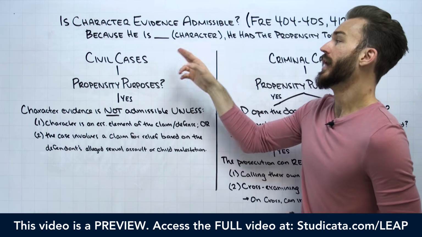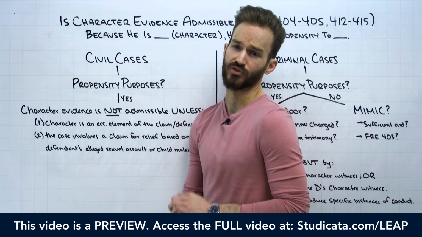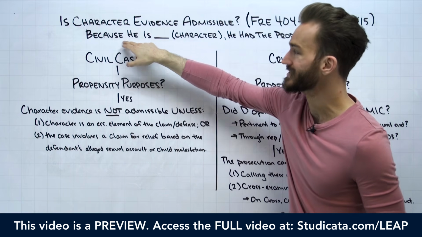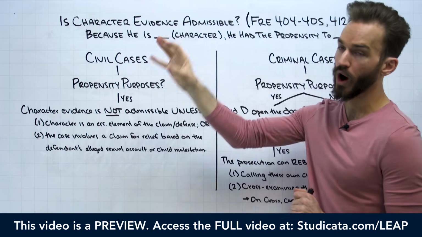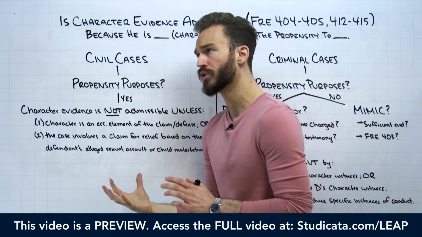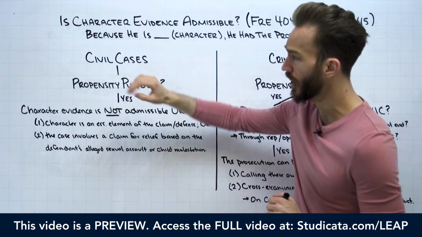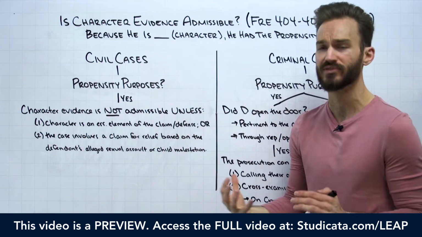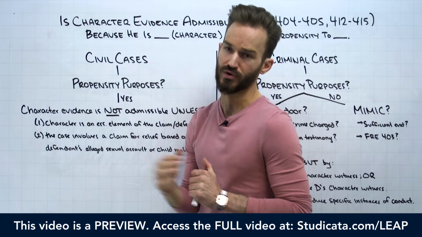The key to understanding a character evidence analysis, and I just can't stress this enough, is this statement. This is where students often get confused. We have to, number one, identify: is it a civil case or a criminal case? Number two, is it propensity purposes or non-propensity purposes? Why are we introducing the evidence? Is it to show that this party had the propensity to act in accordance with the alleged character trait, or is it for some other reason?